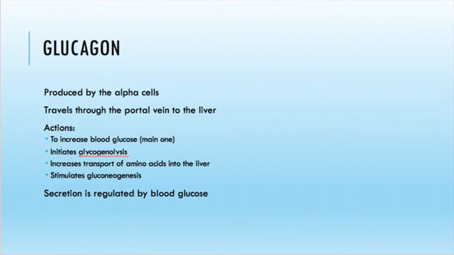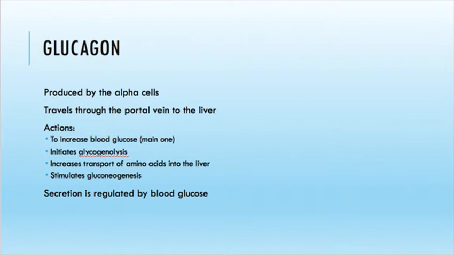Glucagon, again, is going to be produced by the alpha cells, and they travel through the portal vein to the liver. The actions are to increase the blood glucose, that's going to be the main one, initiate glycogenolysis, right? So again, that breakdown of glycogen. When you break down glycogen, it actually raises the blood sugar in just a matter of minutes, so it's a very quick process. It also increases transport of amino acids into the liver and stimulates gluconeogenesis, right? So again, that's the conversion of amino acids into glucose.